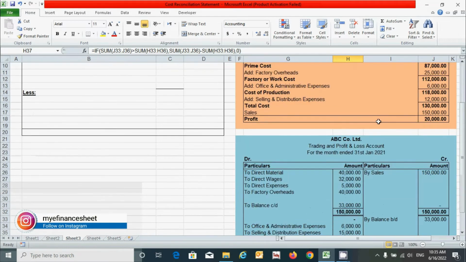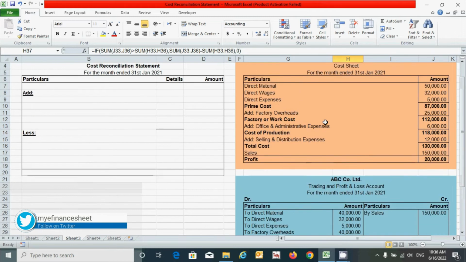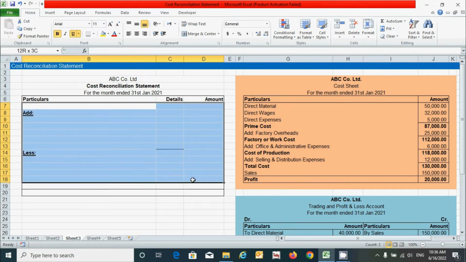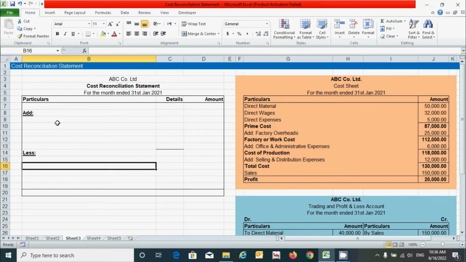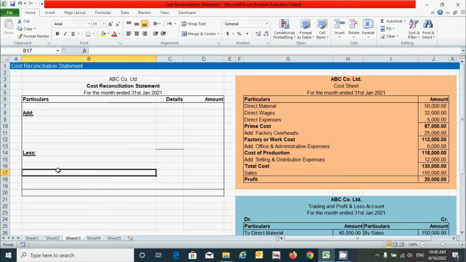Based on the available closing balance and the other components of the statement, we should first identify the adjustable transactions, in the form of unique, duplicate or any error transactions, from these 2 statements, and then we will adjust those identified transactions in this format. This is the format of the cost reconciliation statement. Under this format we have 2 sections, the add section and the less section. In these sections we will adjust all those adjustable transactions after identifying them from these 2 statements.